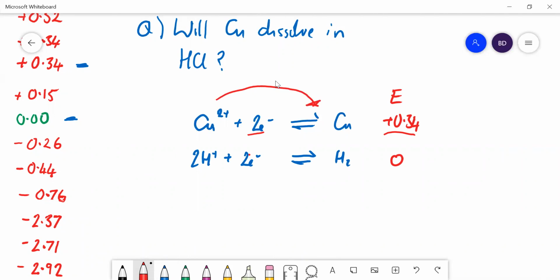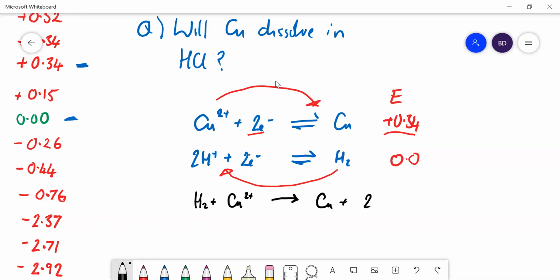Which is the most negative? It's the hydrogen, because that's 0. That's going to be the best at pushing away electrons. So the answer there is, right, hydrogen will react with copper. Let's combine those, write the equation. Okay, so we're going to have H2 + Cu2+ going to copper metal and 2H+.